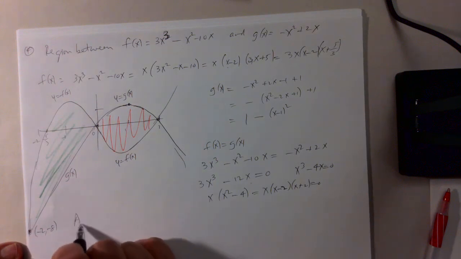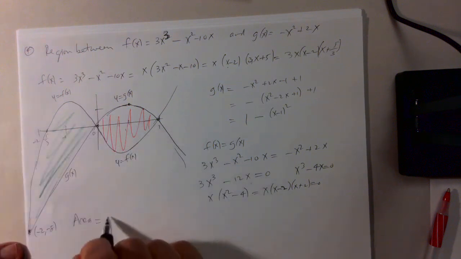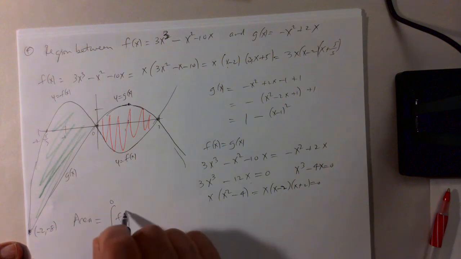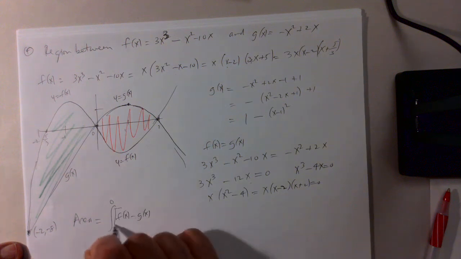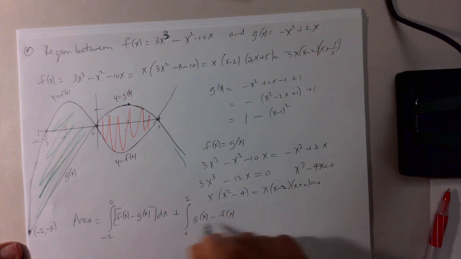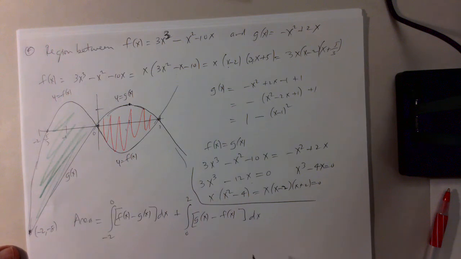So what is the area of the region we want? Well, there are two parts to it. The green region, that's the integral from minus 2 to 0 of f of x minus g of x dx, plus the red region, that's the integral from 0 to 2 of g of x minus f of x dx. But these are just polynomials. It's easy to do those integrals, and it's also done in the text, so I don't need to do it here.